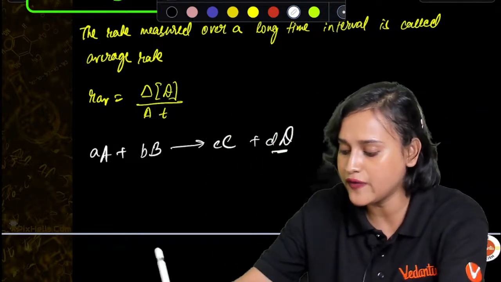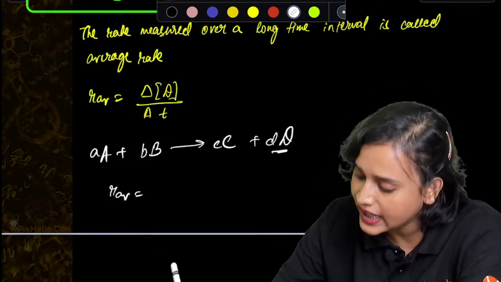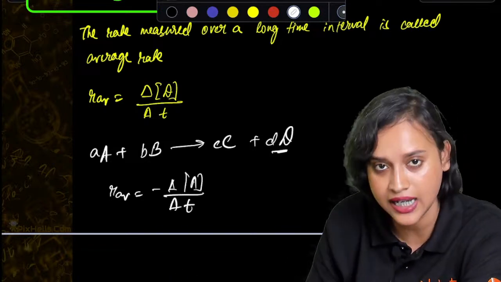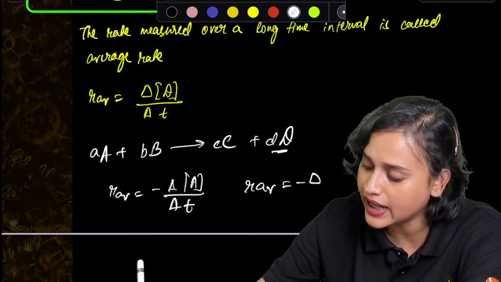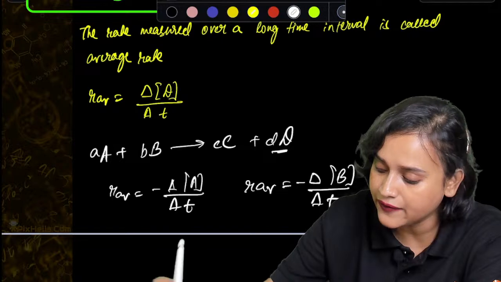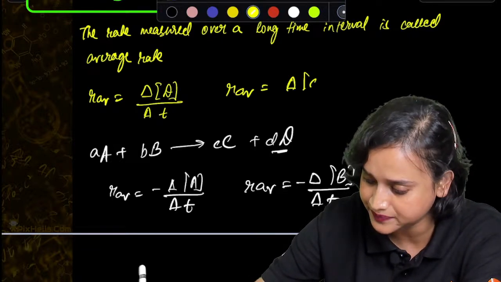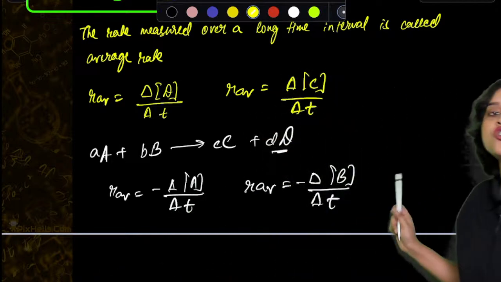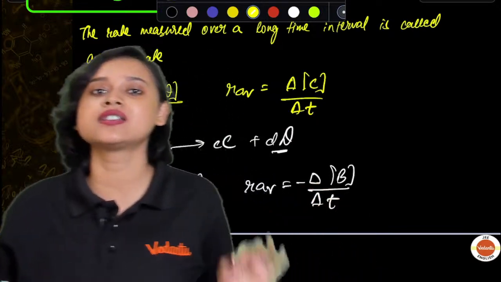See, if I want to find R of AV of A, then I will write minus delta A divided by delta T. If I want to write R of AV of B, then I will write minus delta B divided by delta T. But if I want to write R of AV of C, then I will write delta C divided by delta T. Is this clear, everybody? Is there any more confusion about the minus and the positive sign, everyone?